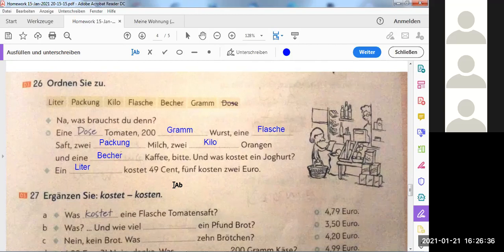Very good. Very good. You know, I agree with you. What is here is not fixed. Tomato can be in Dose, can be in Packung. It depends on the arrangement. You are 100% right. So even on the last one, sir, where there is yogurt, I had put a cup instead of liter. Yeah, even usually they are sold in cups. You put what?